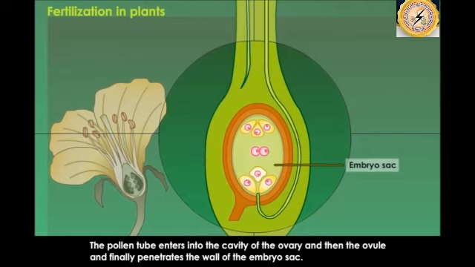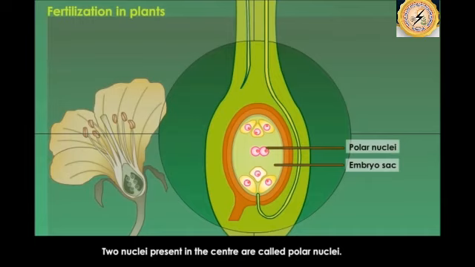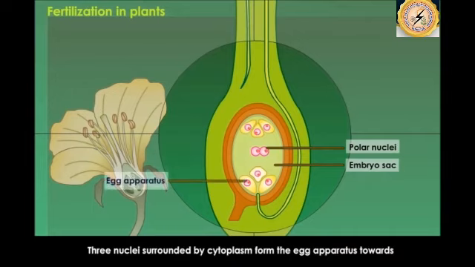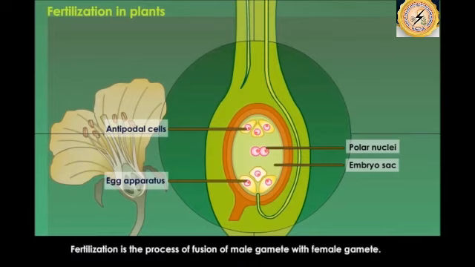So the male gametes which are present inside the pollen tube will be entering inside the embryo sac. Now the embryo sac mainly contains 8 nuclei. The 2 nuclei which are present in the center are said to be the polar nuclei. The 3 nuclei surrounded by the cytoplasm form the egg apparatus, which is basically towards the micropylar end, and the remaining 3 on the other pole form the antipodal cells. So the uppermost are the antipodal cells, the lowermost is the egg apparatus.